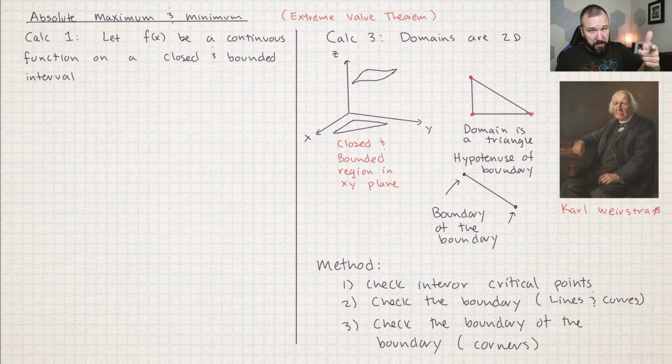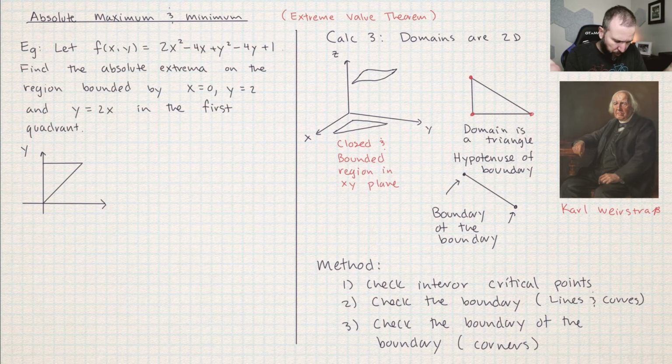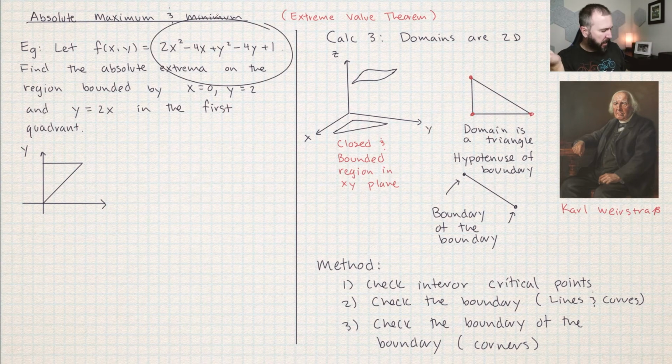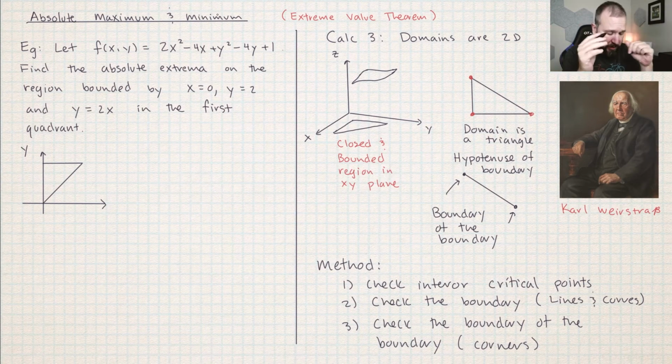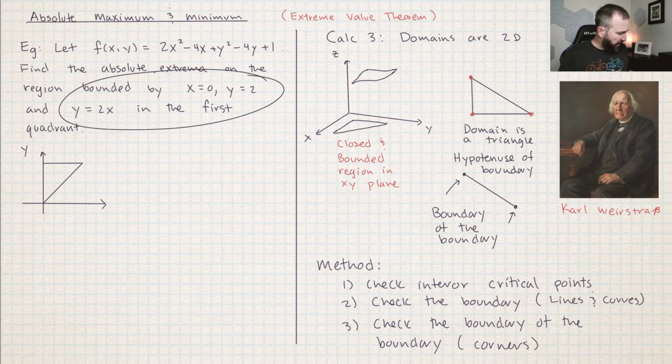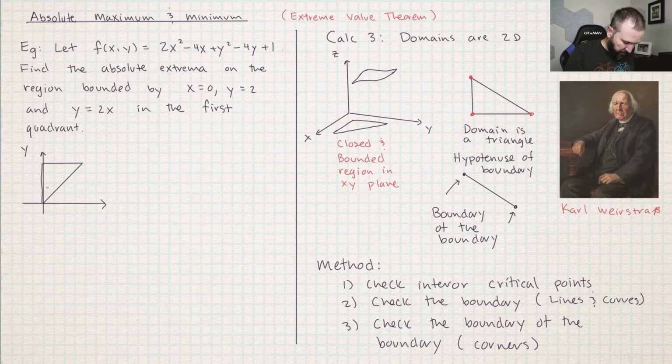So you check the interior, you check the boundary, and you check the boundary of the boundary. Here's a pretty classic example. I think it's going to be pretty straightforward. We have some kind of paraboloid here, and we're asked to find the absolute extrema. And then they give us this region that's bounded by these curves. X equals 0, that's this line right here, the y-axis. Y equals 2, that's this one up here. And then y equals 2x, that's this line right here. So our region is a closed and bounded region in the xy plane.